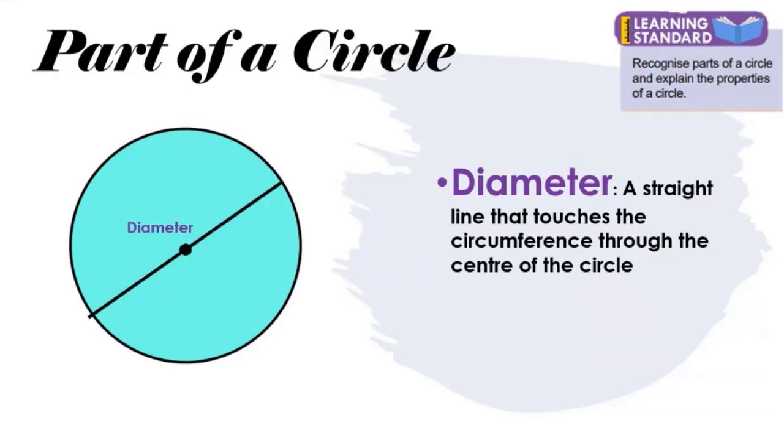Look at the definition. A straight line that touches the circumference through the center of the circle. Yes, this touches the circumference. Is it through the center? Yes or no? Class?